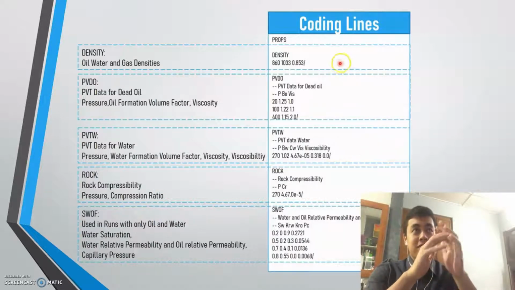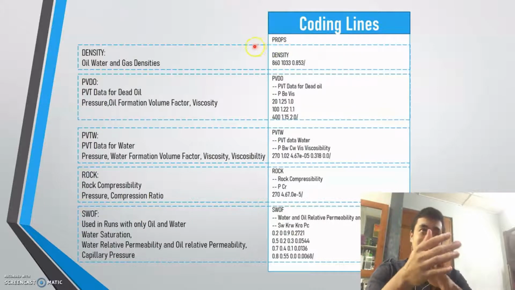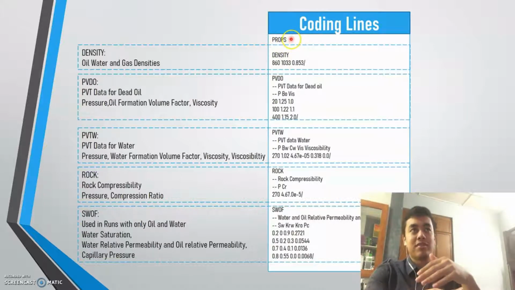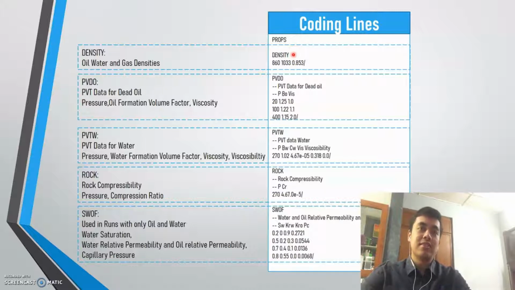For the coding lines of the property section, like all other sections, we have to start with PROPS so that it understands. The first coding line that we see here is DENSITY. Density is where we put in the oil, water, and gas densities in the respective order. So 860 is oil, 1033 is water, and the gas density is 0.853. Just for your information, all values stated here are in metric.